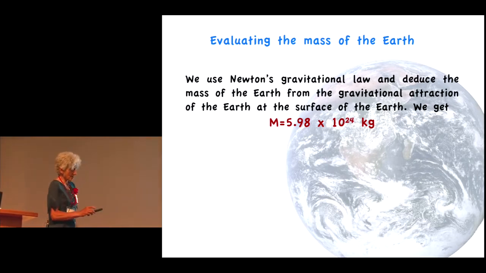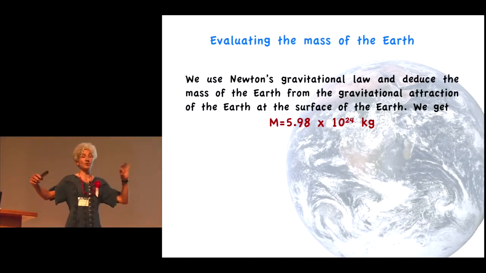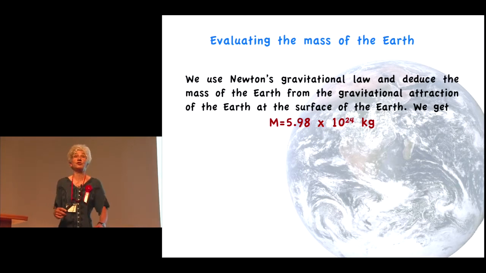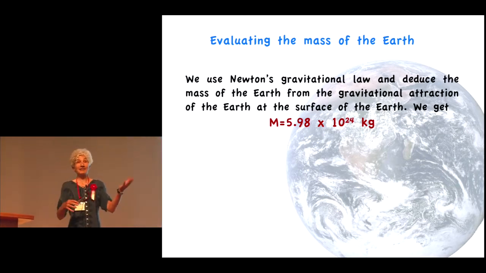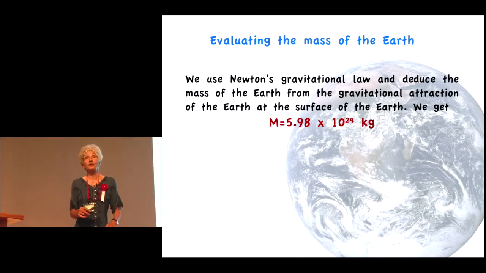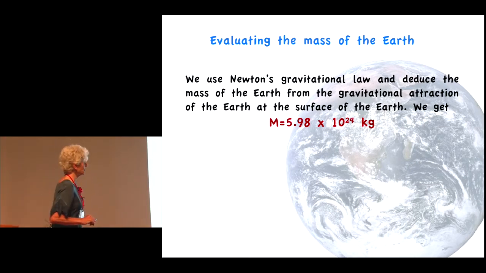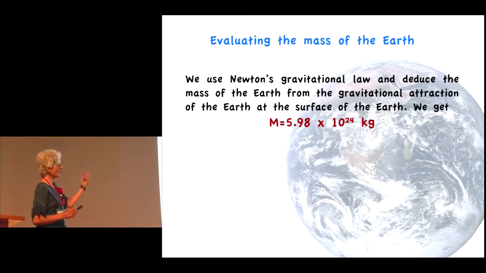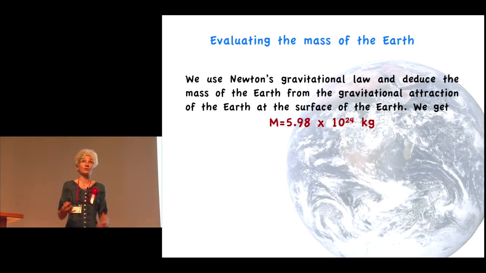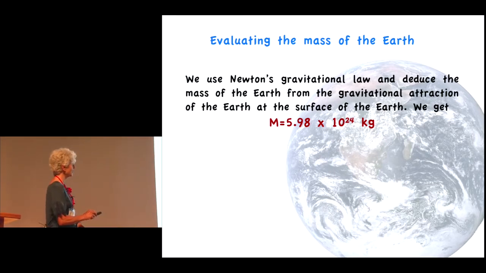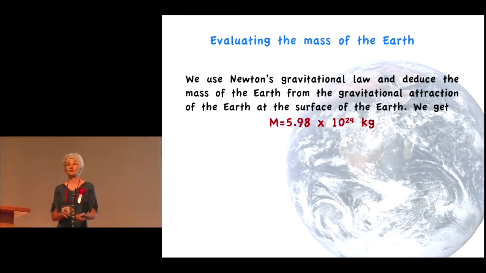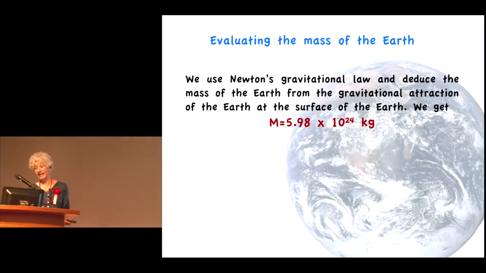So evaluating the mass of the Earth, we use Newton's gravitation law. It says that the attraction we have to the Earth is proportional to our mass and the mass of the Earth, and inversely proportional to the distance to the Earth. So if we know the size of the Earth and we know Newton's constant, then we can evaluate the mass of the Earth. Okay, what does it tell us?